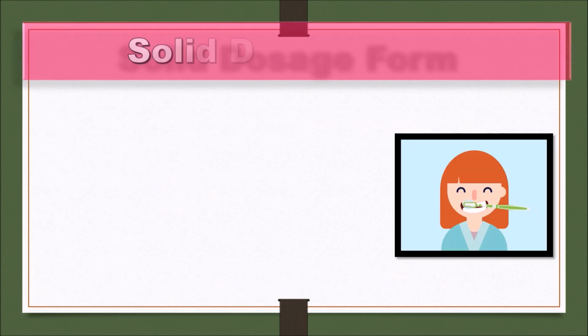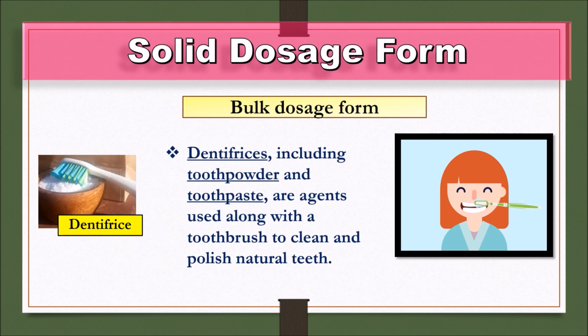Now in solid bulk dosage form, we have dentifrices. What are dentifrices? Dentifrices are preparations, including tooth powders and toothpaste, that we use along with the toothbrush to clean and polish our natural teeth. Sometimes these are medicated preparations prescribed by the doctor for a particular action which is required on the patient's teeth. So these are called dentifrices.